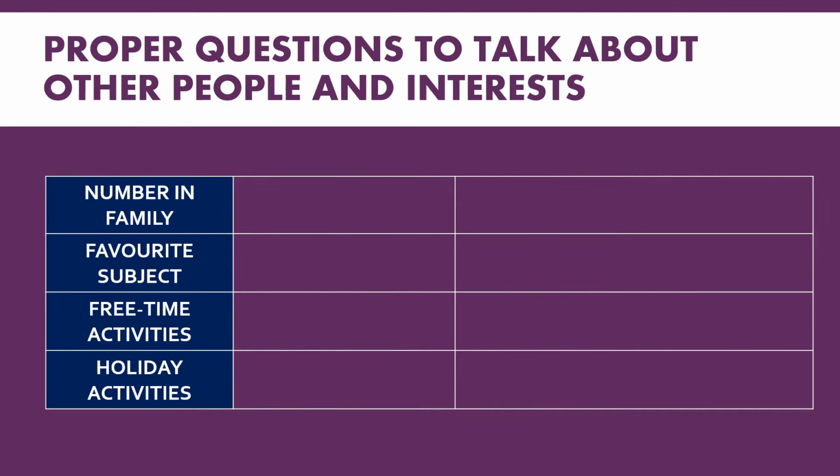Whenever we want to ask questions about these 4 components, say we look at number in family first, we will try to use the structure of how many. When we talk about number in family, it doesn't mean number of families. Instead, it means the number of members or people in your family. So talking about numbers, we need to use the structure how many. An example of questions should be, how many people are there in your family?